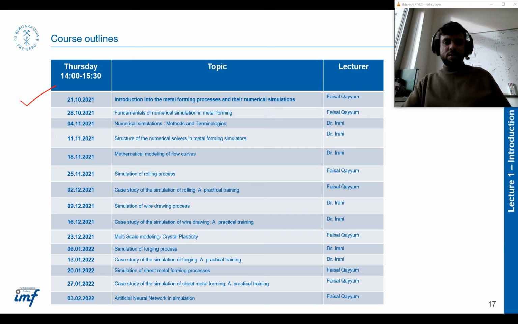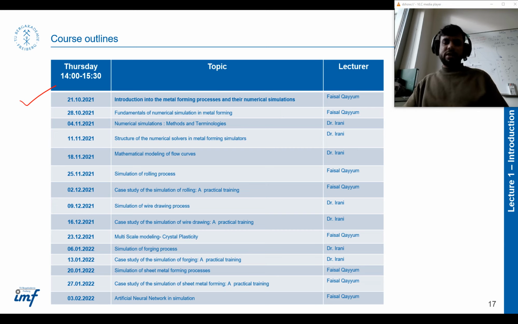For example, today the lecture is only about the introduction into metal forming and their numerical simulations, and then in the next lecture we will talk about fundamentals of numerical simulation and metal forming. Then Dr. Irani will take over and tell more about the numerical simulation methods and terminologies, the structures of numerical solvers and metal forming simulations, and mathematical models of flow curves. And then we will start using those building blocks to construct some interesting realistic applications.